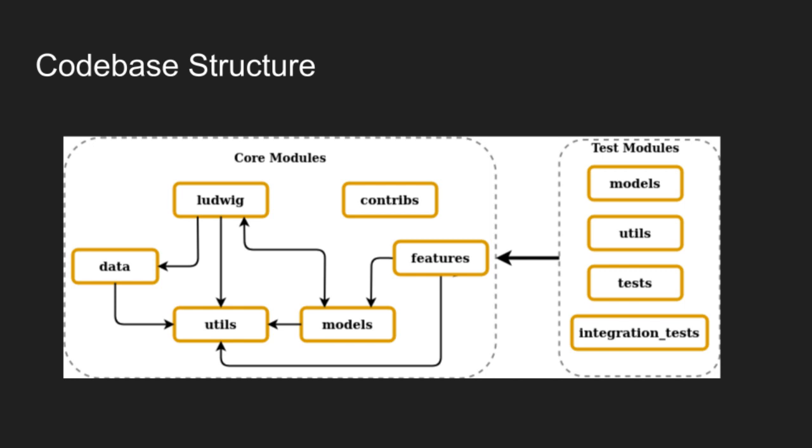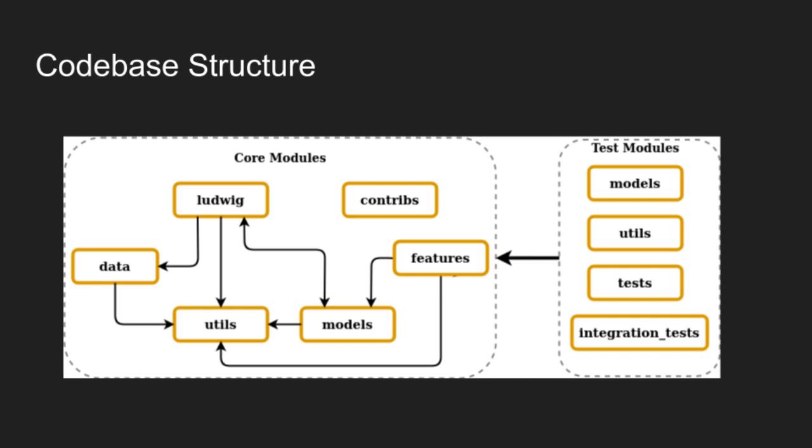Unsurprisingly, the data module deals with processing input data. Similarly, the aptly named features module contains functional and logical implementations for things like encoders and decoders and so on. The models module, on the other hand, is responsible for using these features to provide results to the post-processor unit.